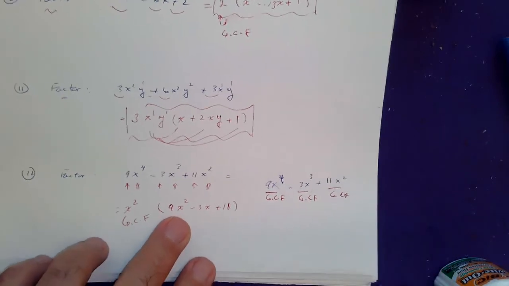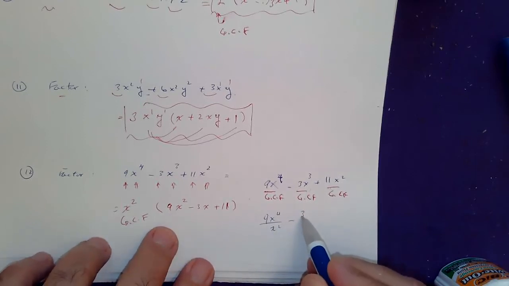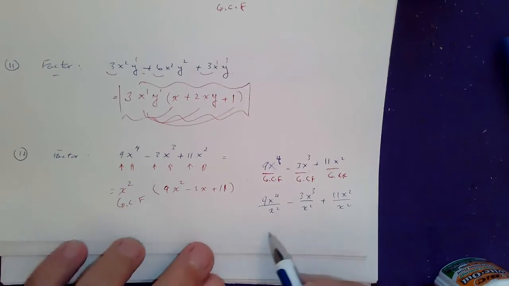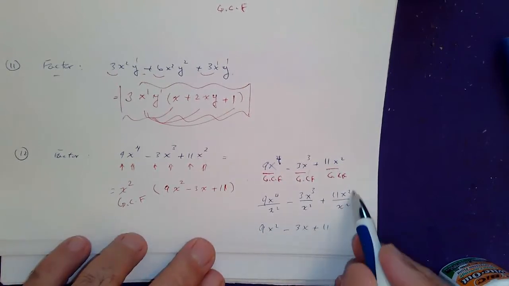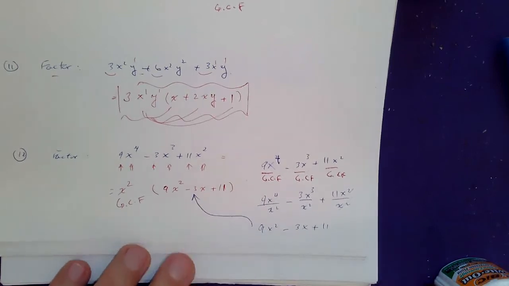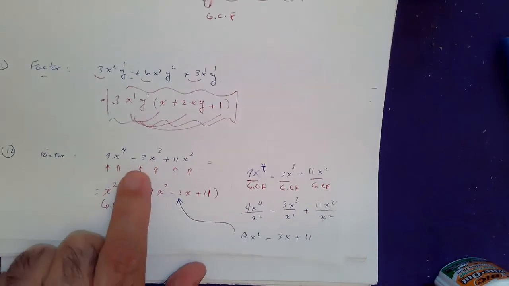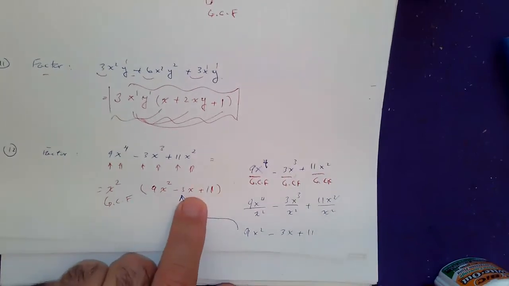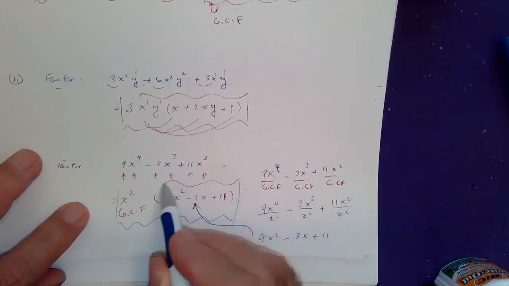So notice if I take 9x to the 4 over x squared, minus 3x cubed over x squared, plus 11x squared over x squared, reduce these guys, I get 9x squared minus 3x plus 11. And that's how I get those terms inside the parentheses. Take the original problem, divide by the GCF, then you can tell what goes inside the parentheses. But don't forget to have the GCF in front of the parentheses, yes?